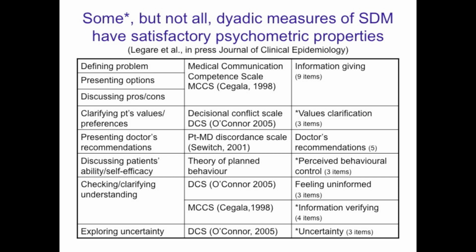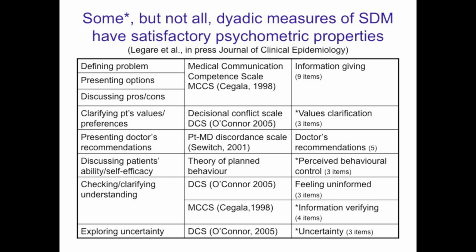And a really exciting paper that's in press and coming out, again led by France, she should probably be here to present this data, is titled Some, but not all dyadic measures of shared decision making have satisfactory psychometric properties. In this study, if you look at the first column, what we did is we took the work of Marla Clayman and McCool and Clayman, and looked at what are the essential elements of shared decision making: defining the problem, presenting the options, discussing pros and cons. And we looked to find out what instruments or items from instruments map onto the elements of shared decision making to try and get a measure of whether shared decision making occurred.